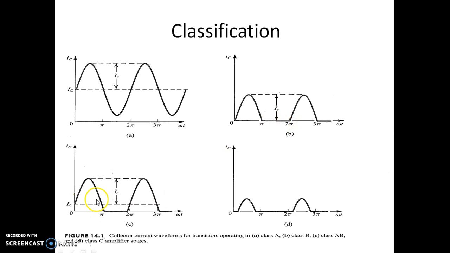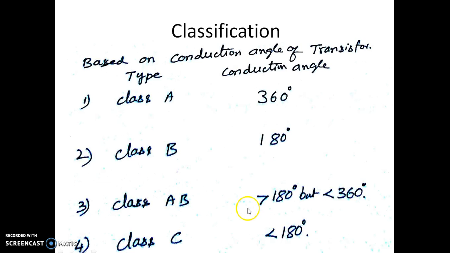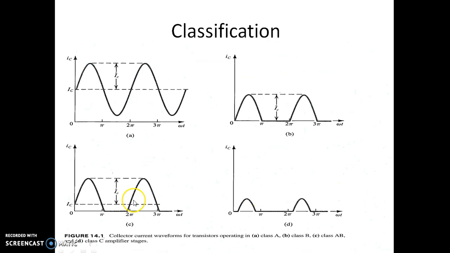Now this is class AB. As you can see now, the conduction angle is more than half. So this is half here, and then another more than half. That's why it was said that for class AB, the conduction angle is more than 180 degrees, but less than 360 degrees. So coming to class C, the conduction angle is far less than 180 degrees. Now you can see 0 to pi is 180. Now it is conducting for less than 180 degrees. This is how we can classify different power amplifiers. So this is class A, class B, class AB, and this is class C amplifiers.